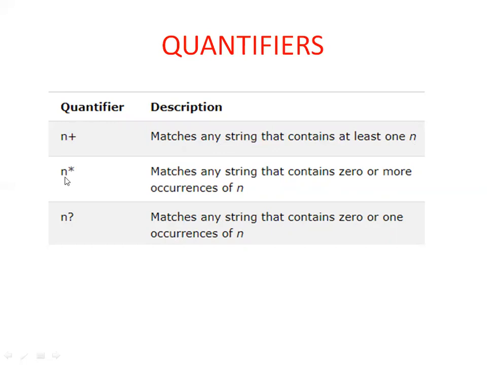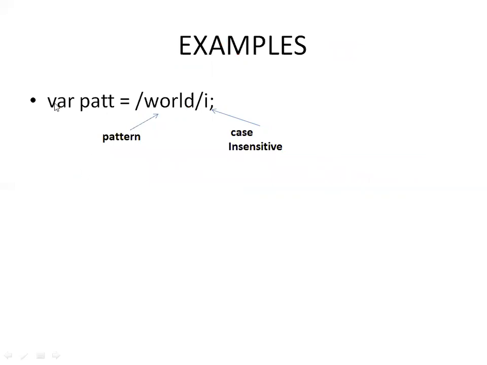And n star. If the quantifier is n star, what is the meaning of star? Star means 0 or more. So it matches any string that contains 0 or more occurrences of n. Here n question mark. Question mark refers to 0 or 1. So it matches any string that contains 0 or 1 occurrence of n. Once again, repeat this. Plus means 1 or more. Star means 0 or more. Question mark means 0 or 1. So let me see about the regular expression. Where is the declaration statement? pat equals.